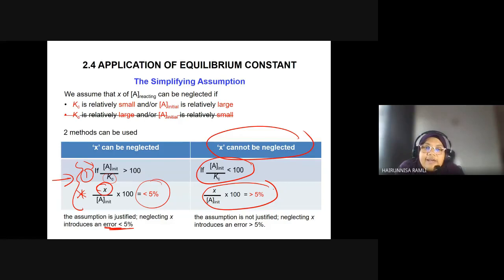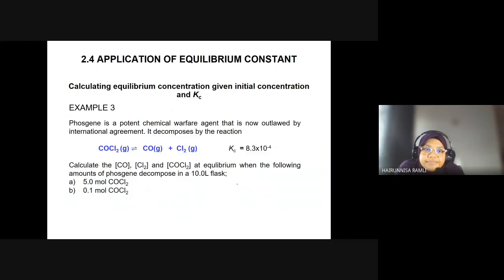Okay, I need simplifying assumption. Let's look at an example here. What does simplifying assumption mean? Let's say here there is an equation, then a KC value, and it says calculate this and that at equilibrium, when the following amount of this compound decomposes. Then there are two conditions, A and B with different moles.